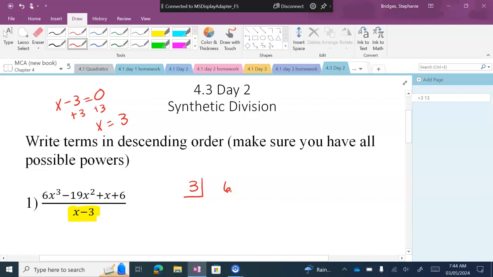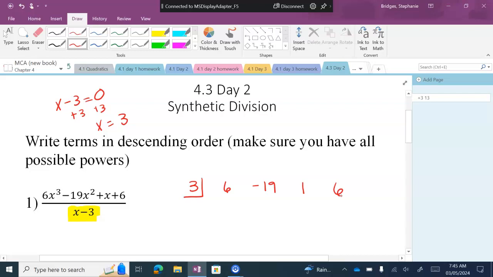Then we're going to look at the coefficient of our x squared. What's in front of x squared? Negative 19. Then what's in front of our x? 1. And then our constant term is 6. Okay, so again, we're just using the coefficients. What we're dividing by, we set it equal to 0 so that we can figure out what the value of x is for that. And then again, we're just using our coefficients. Is everybody okay where all those numbers came from?